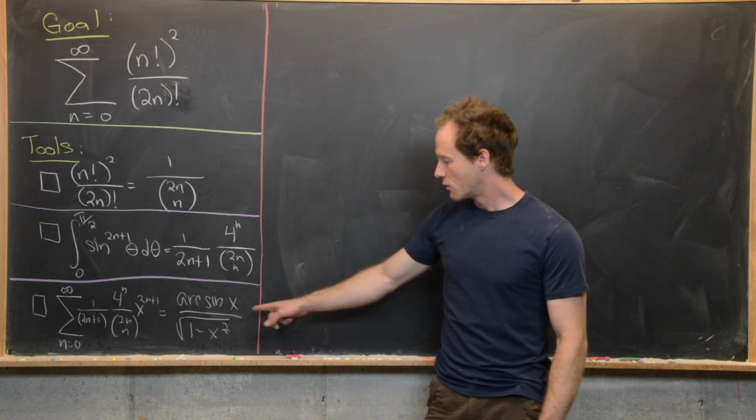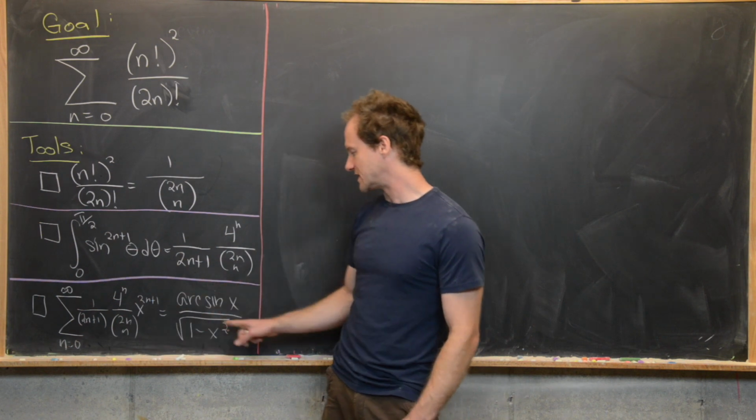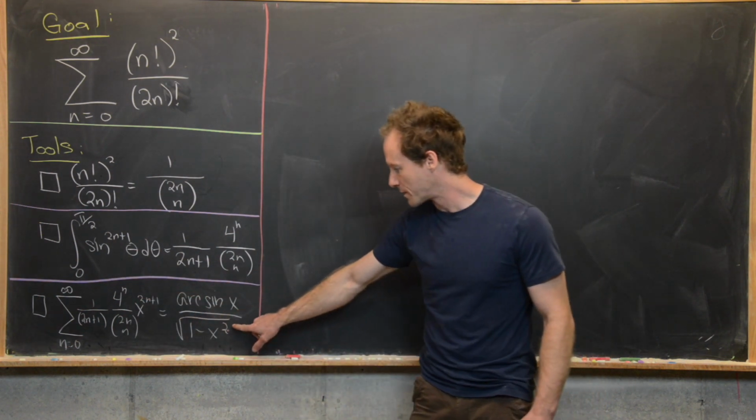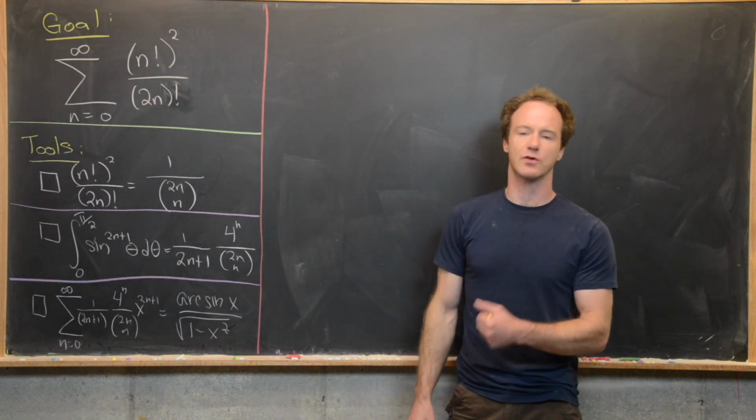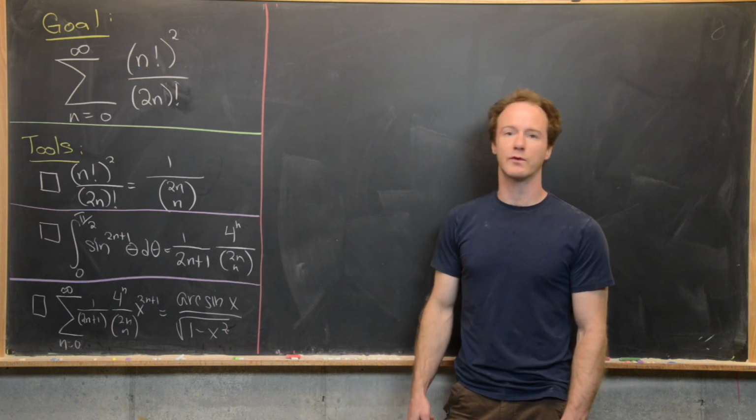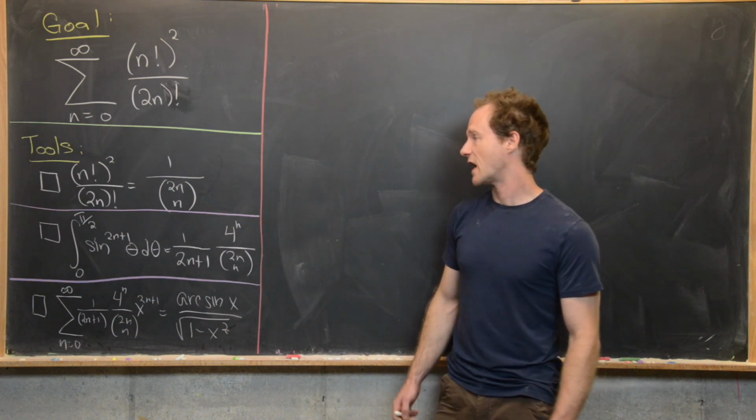And then finally, we're going to prove the following Maclaurin expansion of arcsine of x over the square root of 1 minus x squared. And we'll get to that in a bit. Okay, so let's go ahead and start with this first tool and see how that goes.